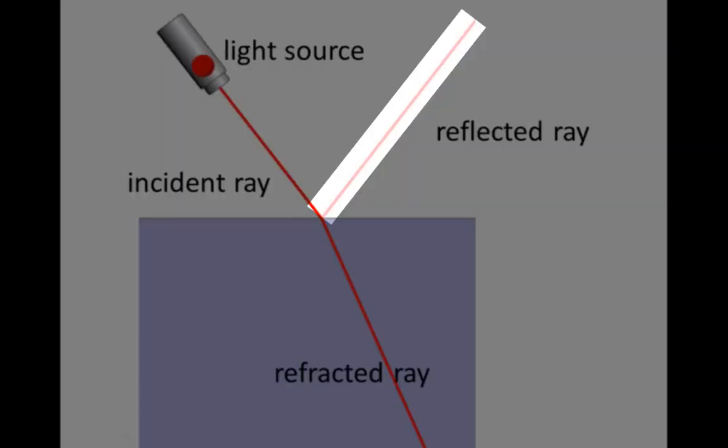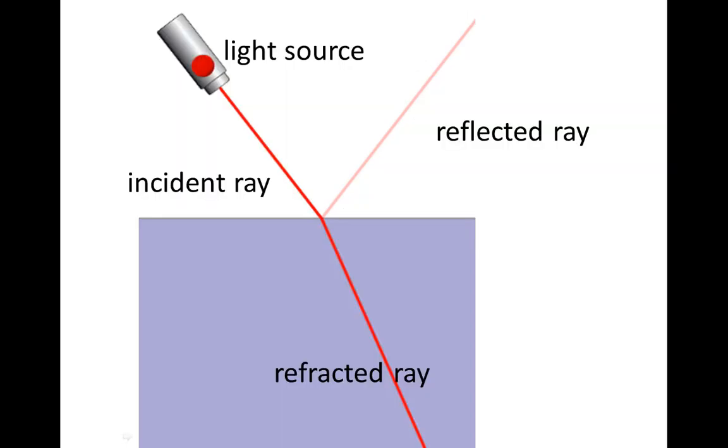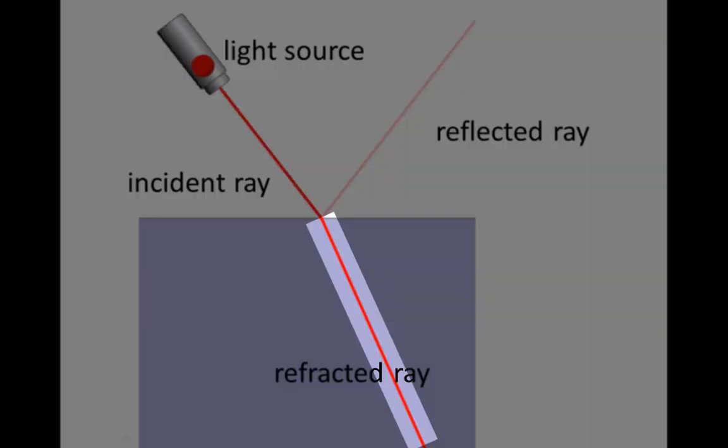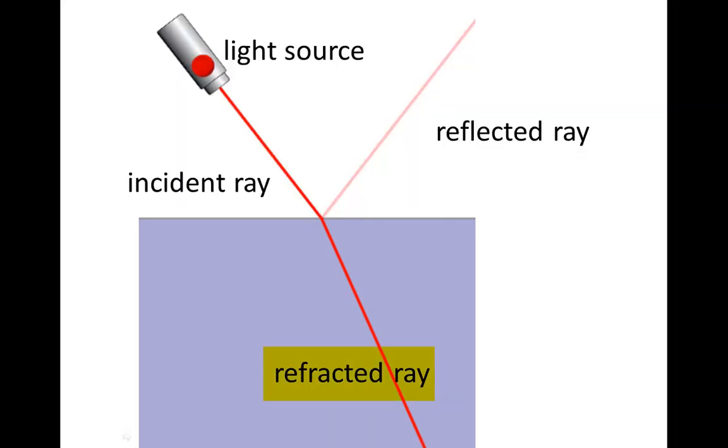That part of the incident ray that gets bounced back into the incident medium is called the reflected ray. And that part of the incident ray that passes through the boundary into the new medium and is bent in its path is called the refracted ray.